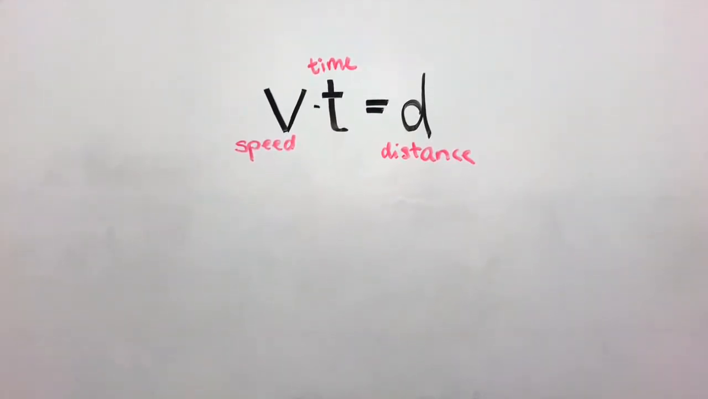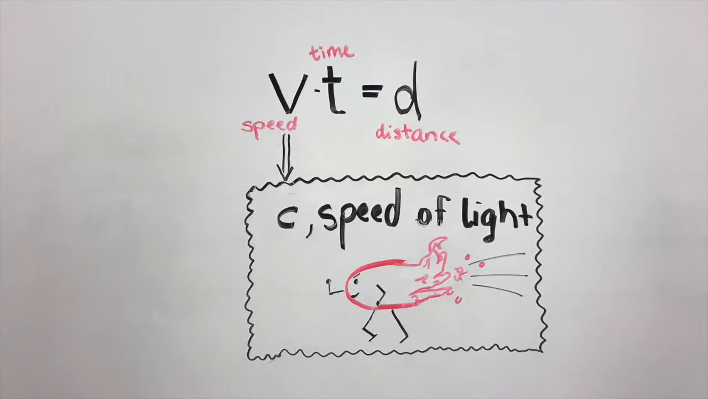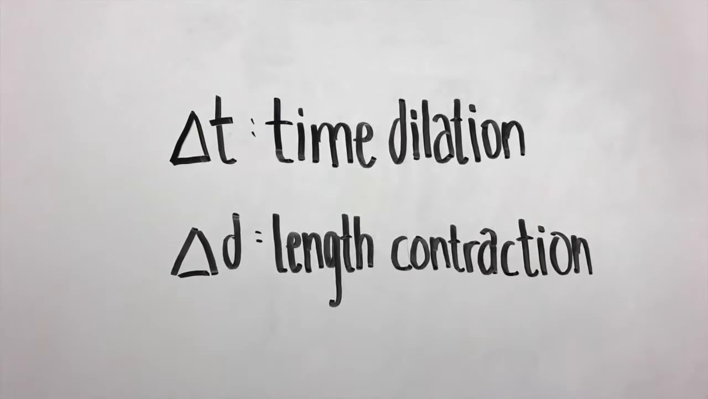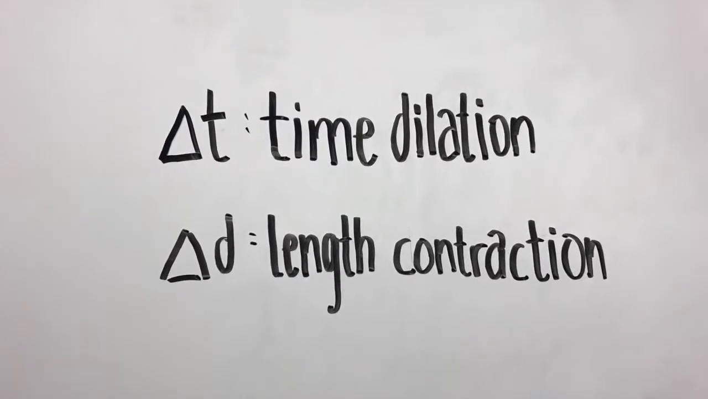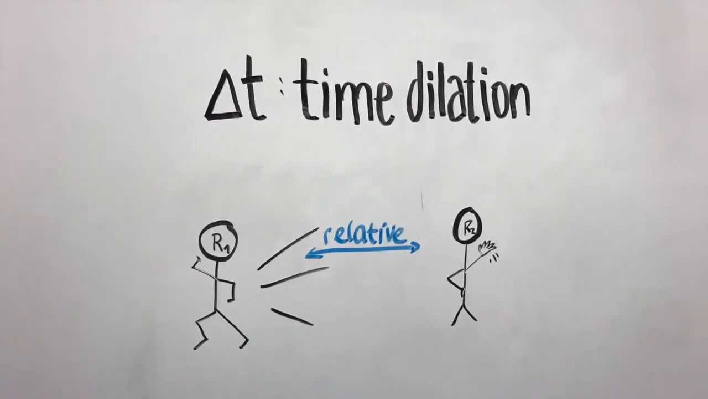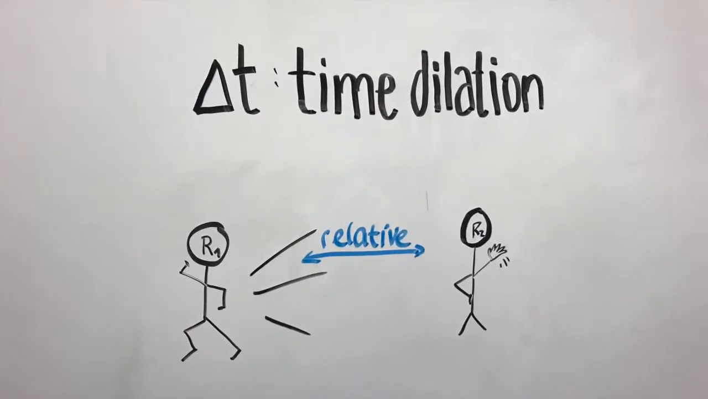In our case, v is c, the speed of light. But as the second postulate tells us, the speed of light is always constant, meaning the two other variables have to change, time and distance. When time changes, that's called time dilation. And when distance changes, we speak of length contraction. Time dilation occurs when two reference frames are moving relatively to each other.